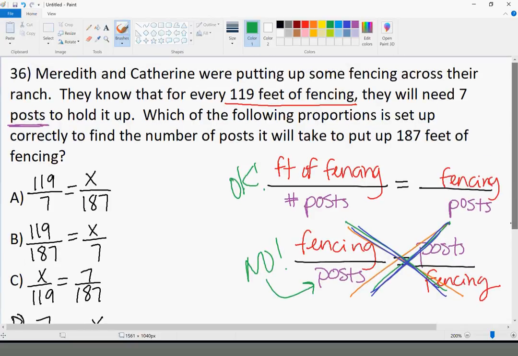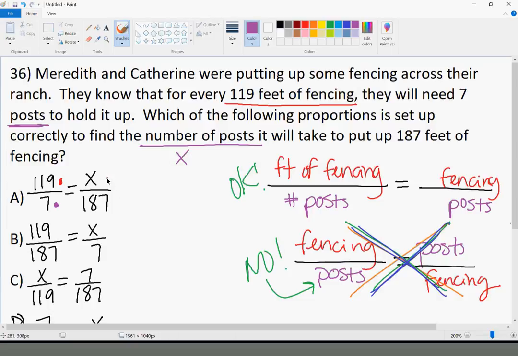So 119 in option A represents the fencing. So I'm going to use red for that. And so 119 feet, they need 7 posts. So 119 over 7 makes good sense because it'll be 119 feet for every 7 posts. Okay? So the question said, which of the following is used to find the number of posts. So that means our variable X represents the number of posts. So wherever you see X, that represents the number of posts.